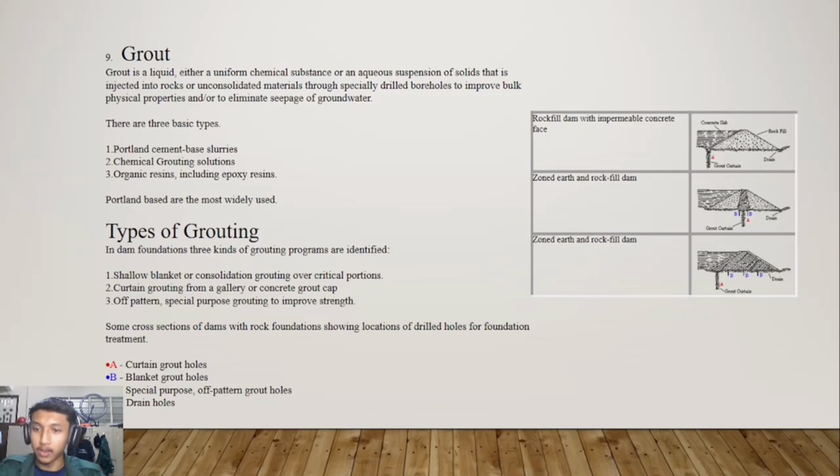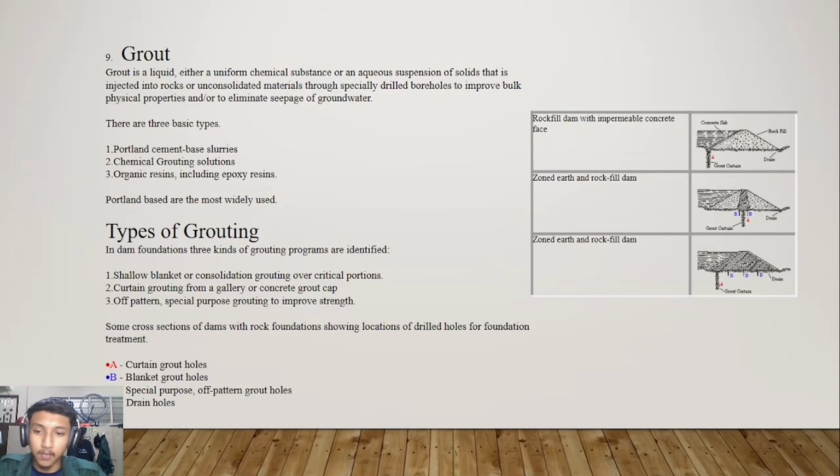So, the types of grouting in the dam foundation: three kinds of grouting program are identified. The first one is shallow blanket or consolidation grouting of a critical portion. Second, curtain grouting from a gallery or concrete rock cap. Third, patterned special purpose grouting to improve strength.